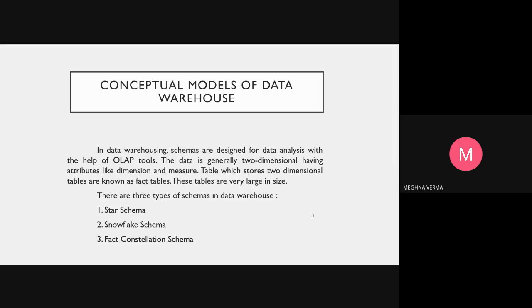The next topic is conceptual models of data warehouse. In data warehouse, schemas are designed for data analysis with the help of OLAP, that is online analytical processing tools. The data which is stored is generally two-dimensional data which has attributes like measure and dimension. A table which stores this data is known as a fact table. These tables are usually very large in size. There are three types of schemas available in data warehouse: star schema, snowflake schema, and fact constellation schema.